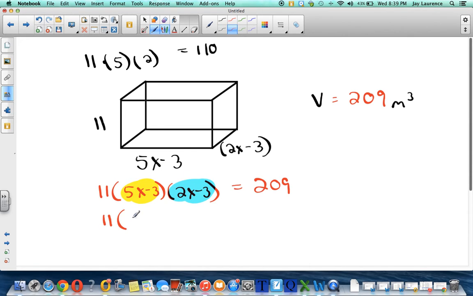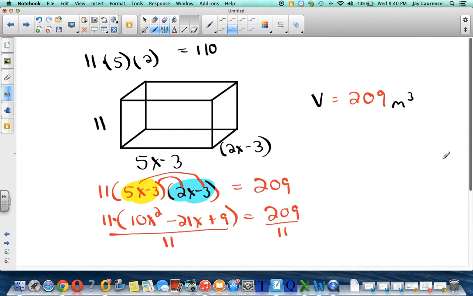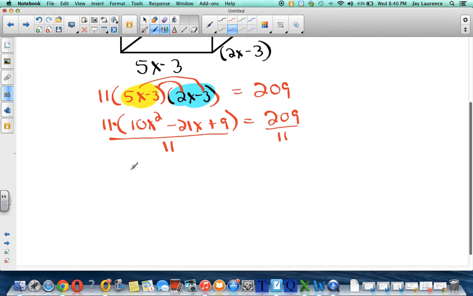And let's see, I'm going to get a 10x squared. That's going to be a minus 6x and a minus 15. So it's going to be a minus 21x. And then negative 3 times negative 3, positive 9. Now, the reason I'm not going to distribute the 11 through, I know this is a multiplication problem here, I'm going to divide by 11 on both sides and make my number smaller and easier to work with. So on the left-hand side, I'm going to get 10x squared minus 21x plus 9, and that's going to equal 209 divided by 11 is 19.